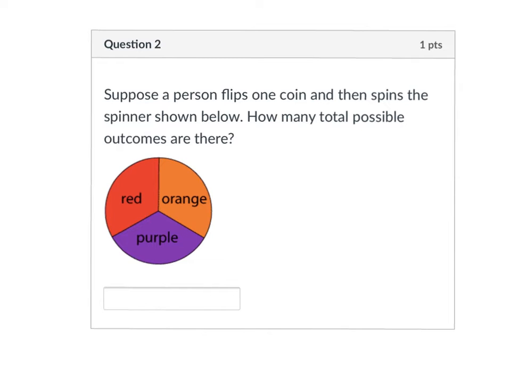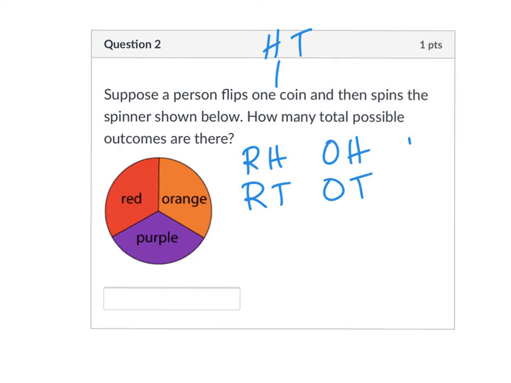Maybe I'll make a list this time, and then check with that counting principle. So I know my coin has heads or tails, and then the spinner is red, orange, or purple, and they're all equal sections. So I could spin red with heads, red with tails, orange with heads, orange with tails, or purple with heads and purple with tails. So there are 6 possible outcomes.